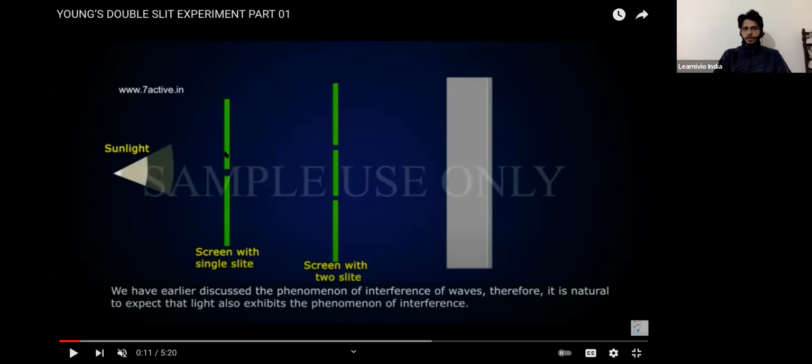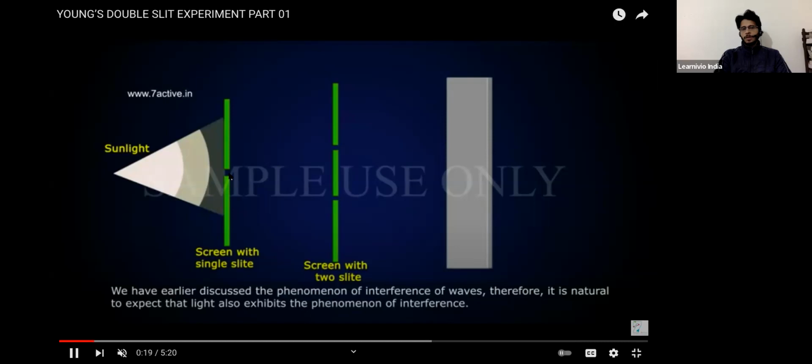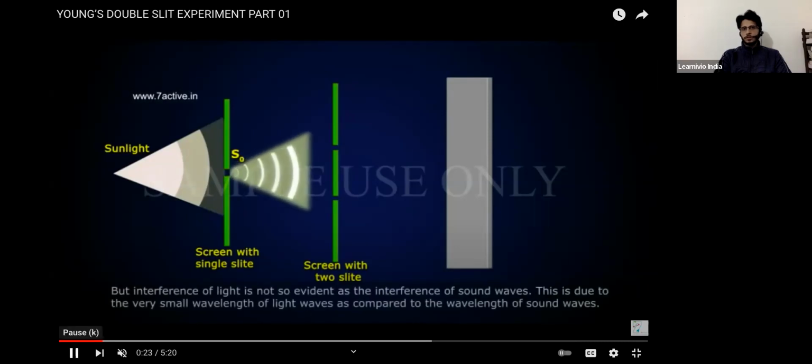Slit means simply like you take a vertical piece and you make a hole in it. That's it. You take a cardboard and make a hole in it. That's a slit. Single slit means just one single hole. Double slit means two holes. So you take a slit with a single hole, it will act like a single source. So when the sunlight passes through this single slit, this is S0. This is one single source. So light waves are coming from one single source.